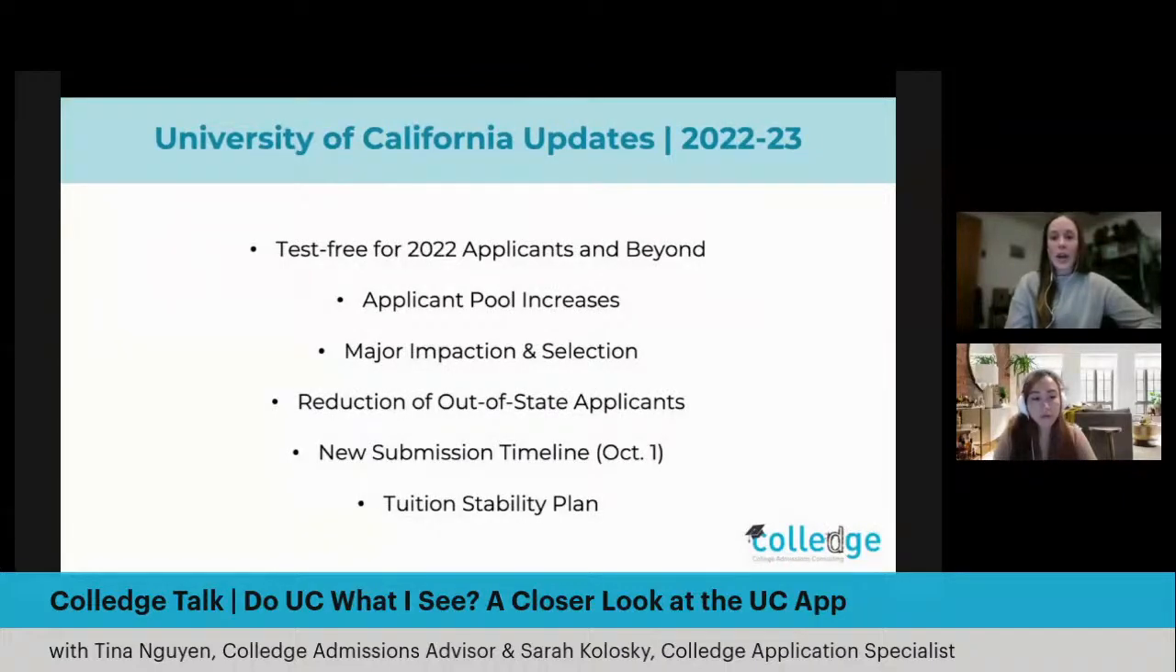And finally, we have a tuition stability program that's going into effect with the UC system. Tuition and cost of attendance is averaging a 4.5% increase. This tuition stability plan that's being piloted will allow students to keep the same tuition rate that they're going to start out with for 6 years.